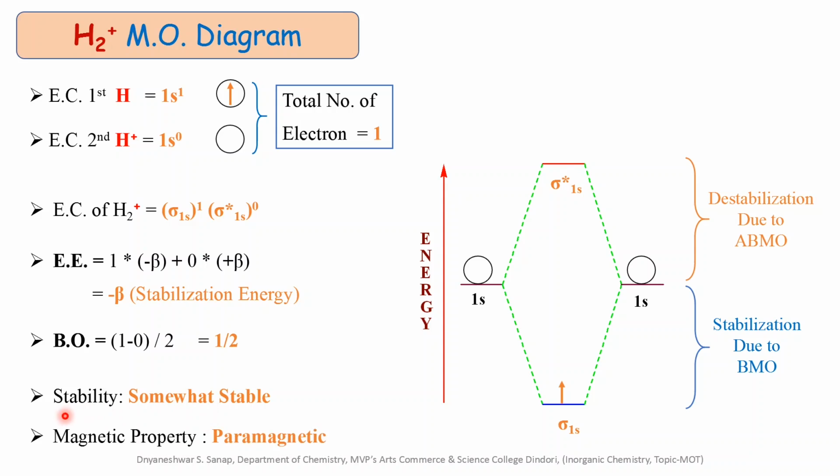Next point is magnetic property. The H2 plus molecule has only one electron in the bonding molecular orbital at lower energy, and this one electron is a single unpaired electron. That's why the molecule is paramagnetic in nature. When we compare this molecule with the H2 molecule, the magnetic nature of the two molecules is different. The H2 molecule has 2 electrons in its bonding molecular orbital, which we saw in the last video. But the H2 plus molecule has only 1 electron in its bonding molecular orbital. That's why the H2 plus molecule is paramagnetic in nature.